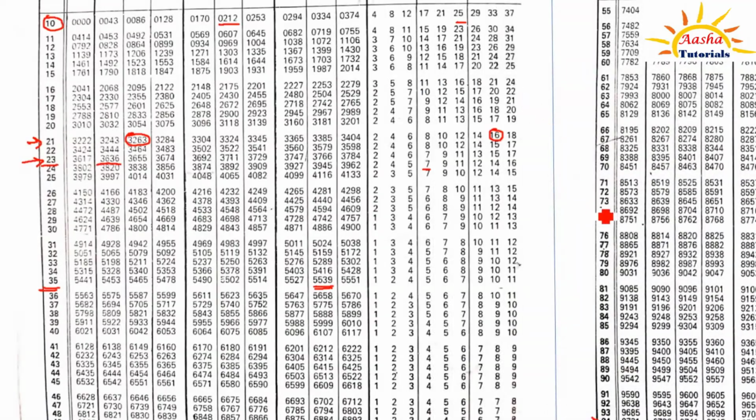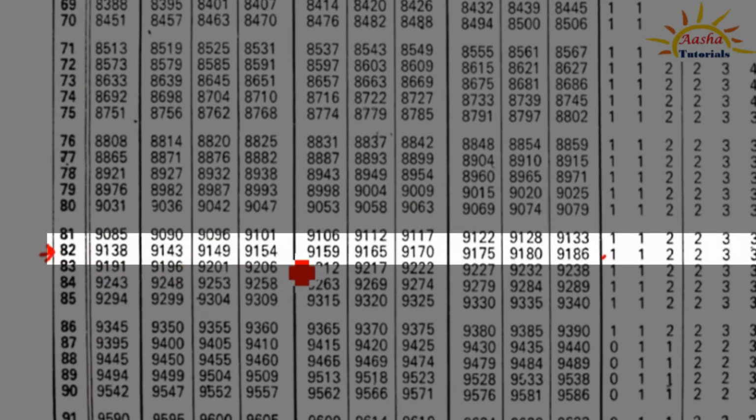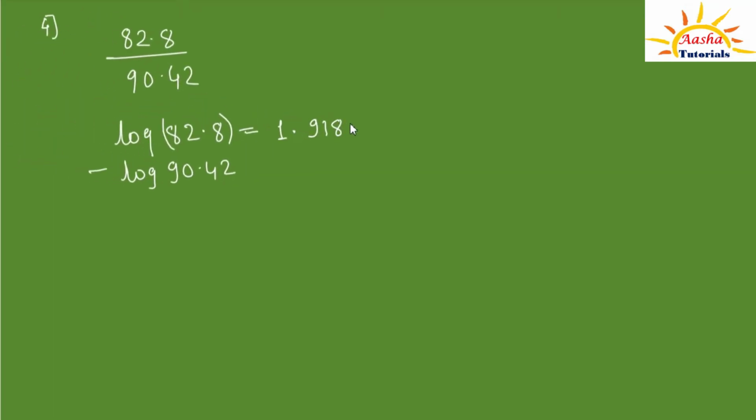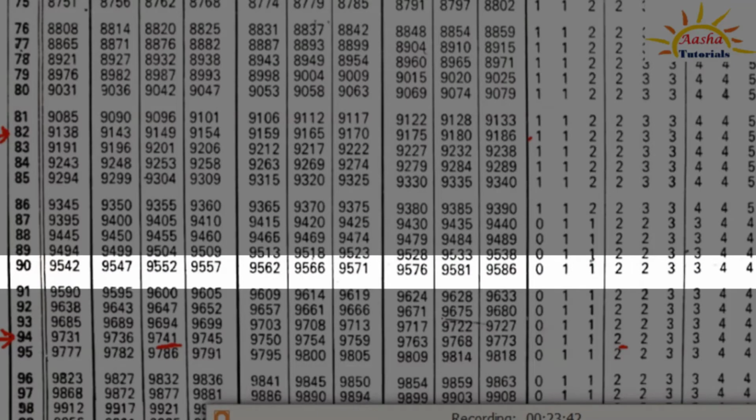The log of 82 in the 8th column is 9180. From this we have to subtract the log of 90 in 42. Again here the characteristic value is 1, and let's find the log of 90 in the 4th column and the mean difference in the 2nd column.